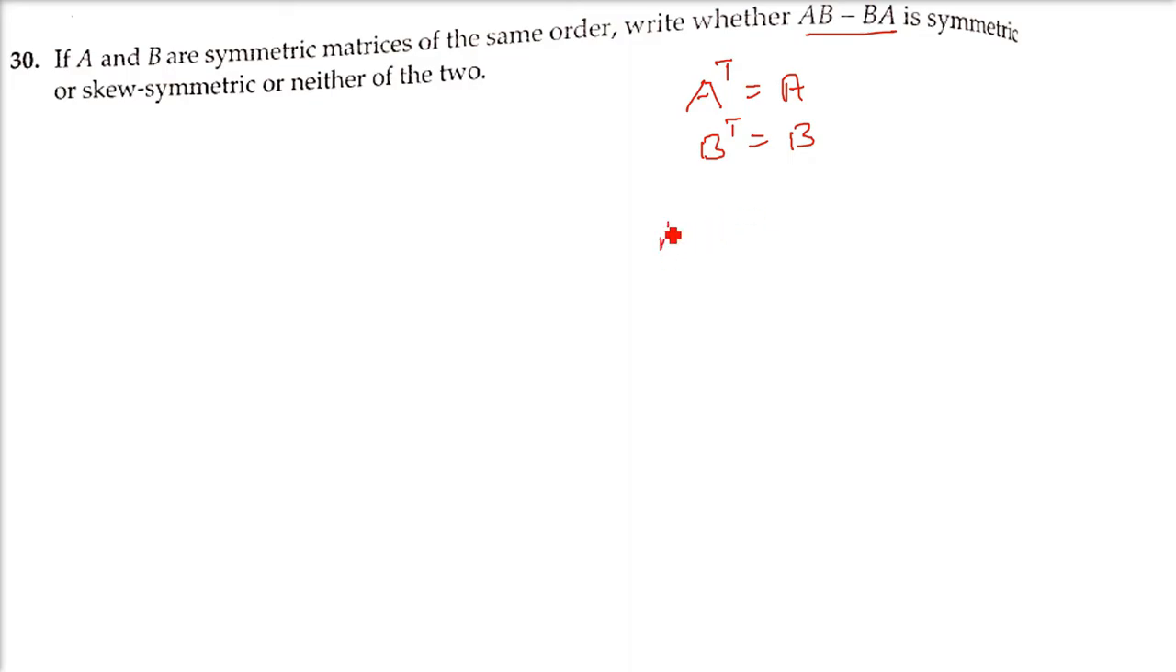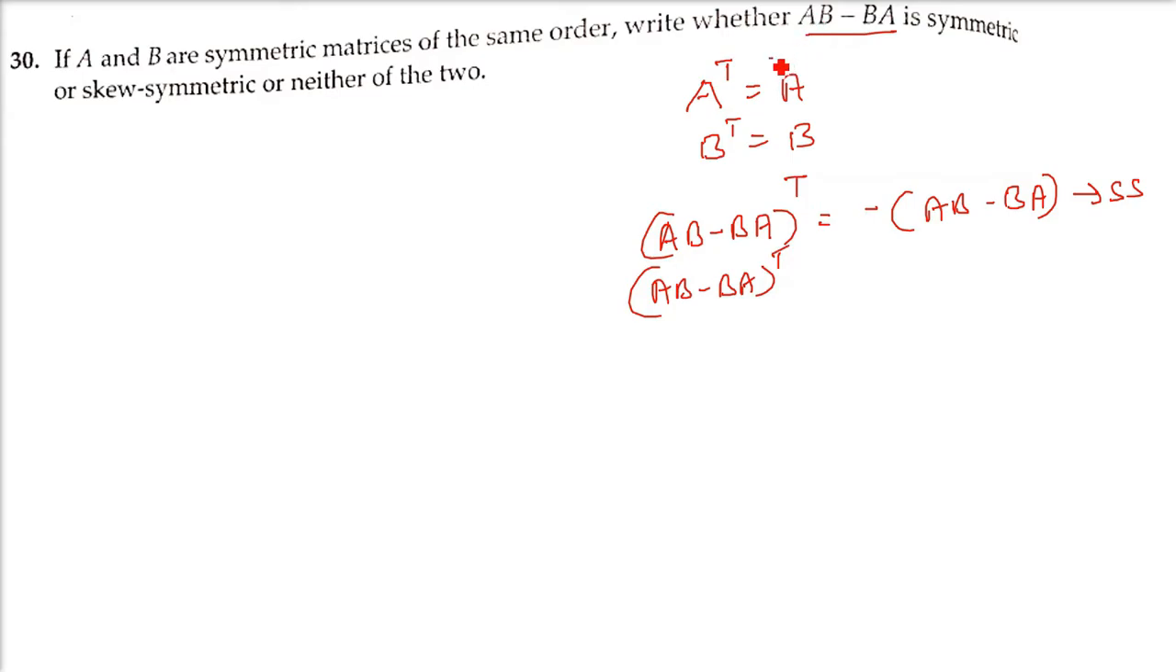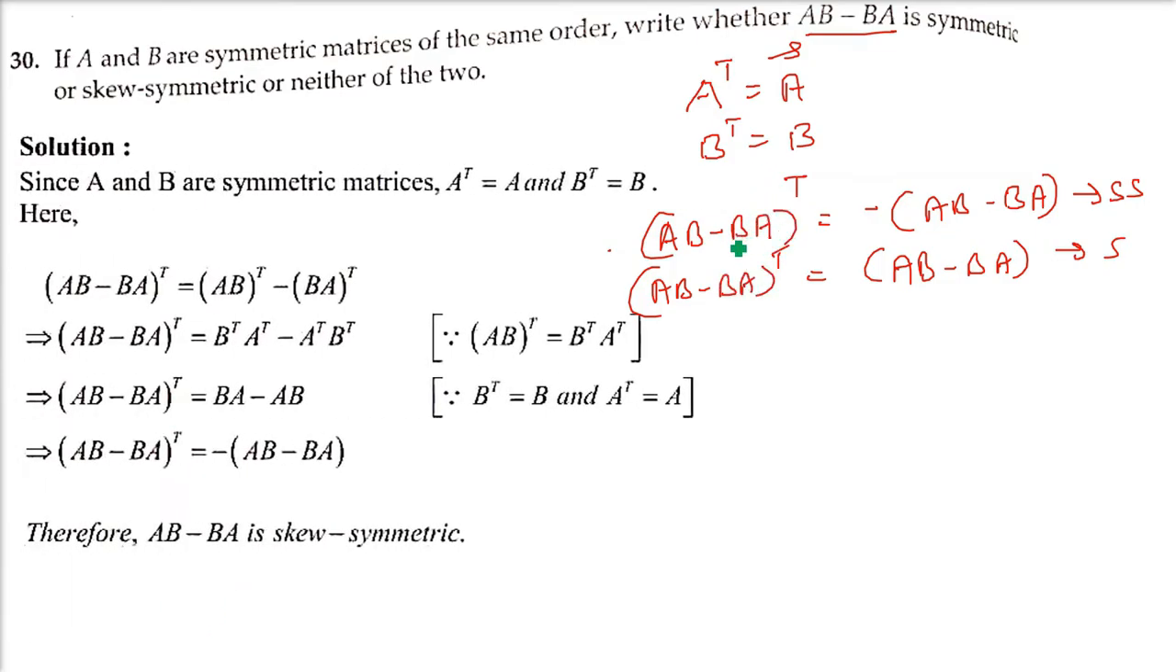So AB minus BA, when we take the transpose of this, if the transpose comes to be negative of AB minus BA, then we'll say that this is skew symmetric. But when we take the transpose of AB minus BA, and the transpose comes as AB minus BA itself, then we call it a symmetric matrix. So when I prove it, one of these will come. So keep an eye on it. We'll take the transpose of this.